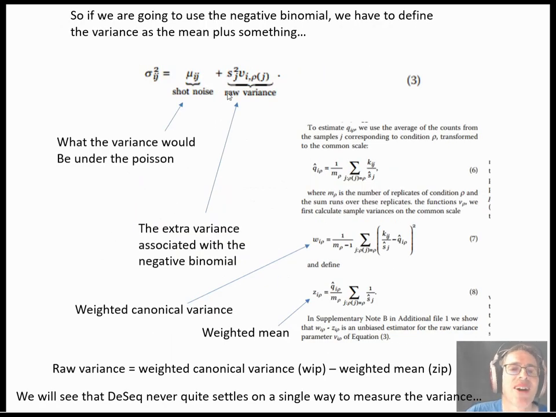And so this causes DeSeq to define variance in this way, where we have what DeSeq will call the shot noise, which is the variance under the Poisson distribution, and then what DeSeq is going to call the raw variance, which is the extra variance associated with the negative binomial distribution. So the raw variance here equals the canonical variance weighted somehow for normalization, weighted for sequencing depth. DeSeq is going to define this raw variance as the canonical variance minus the weighted mean, which is the variance that you expect out of the Poisson distribution.